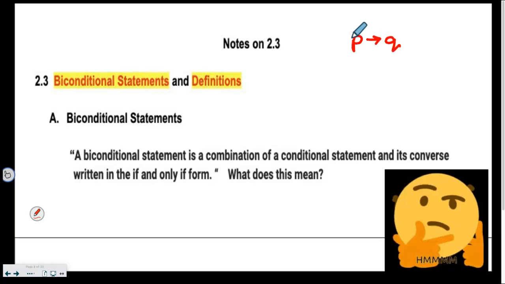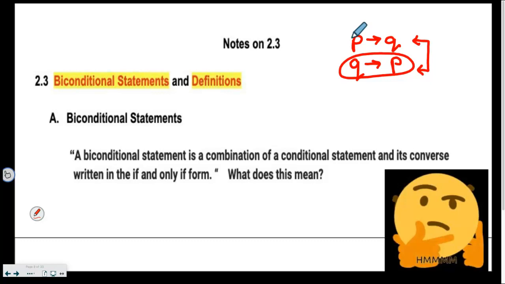And P could be the statement, if I'm sad, Q could be the statement, then I cry. And we said that we can take three versions of this and give them different names. One is called the converse, which I call the swapper, which just swaps those. So if it was, if I cry, then I'm sad, the swapper becomes, if I'm sad, then I cry. We call that the converse. That's the one we'll be working with in our biconditional statements today. We're actually going to be working with both of these together.